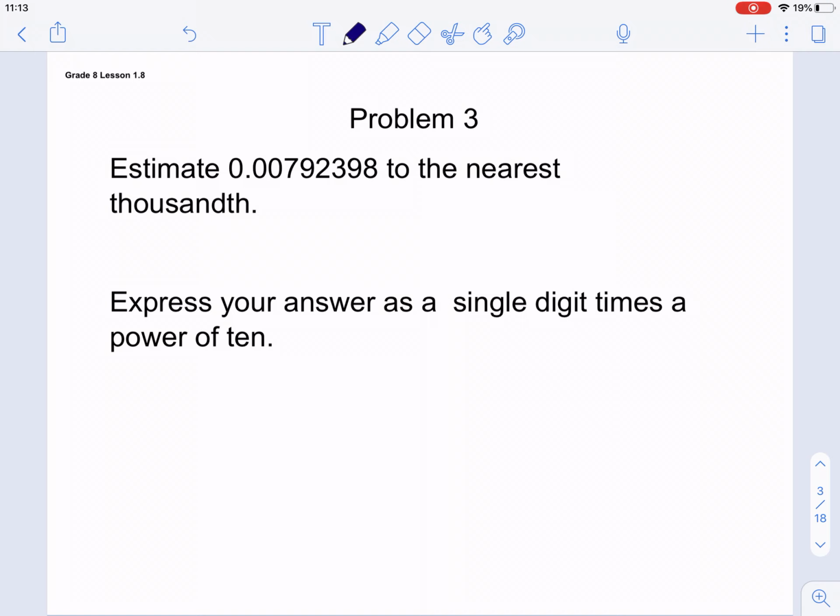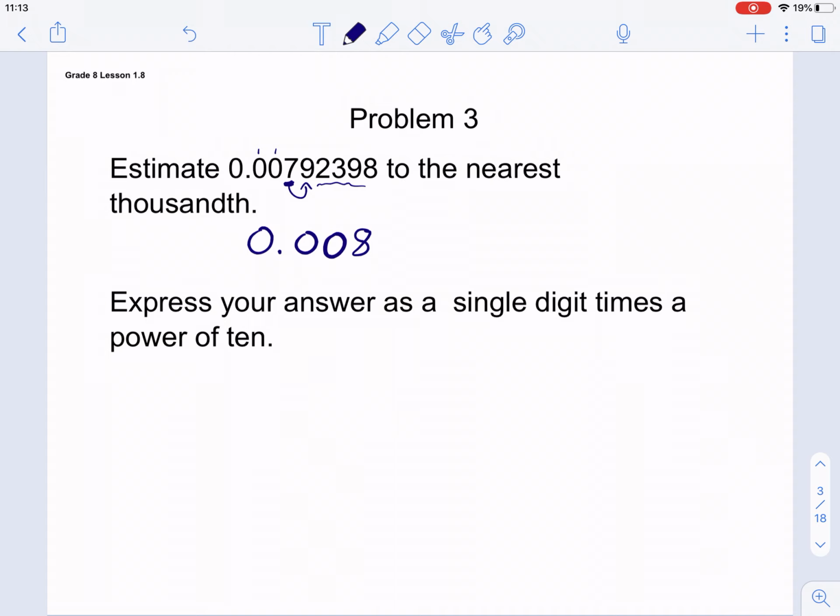If I have to estimate this to the nearest thousandth, this is my tenths place, hundredths, and this is my thousandths place. So I'm going to have my 0 point 2 zeros. After the 7 is a 9. It doesn't matter about these other numbers, so all I'm looking at is the 9. Since that 9 is greater than 5, I'm going to round this up to 8. So it becomes 0.008.